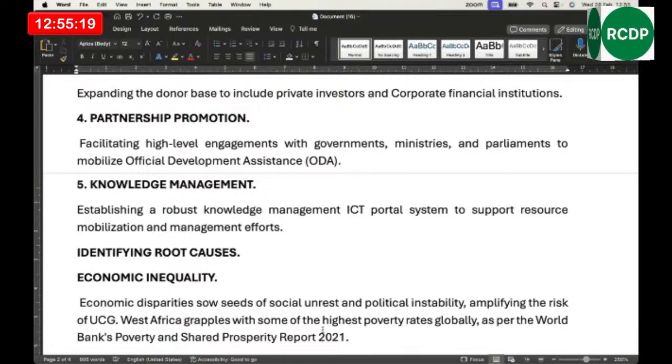The fifth one is knowledge management. Because we are in the age of technology these days, there's no way you can endeavor to take over such a huge endeavor without deploying technology to manage most of these activities. So one of the most important is to establish a robust knowledge management ICT portal system to support resource mobilization and management, the efforts of the program.